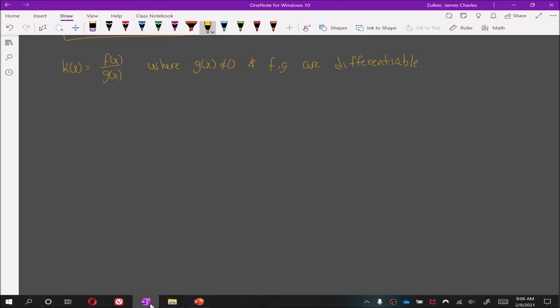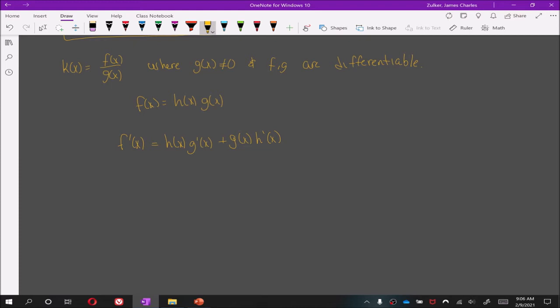Now, if we write it this way, what we can do is we can say f of x would equal h of x times g of x. Now we can use the product rule to evaluate this. So we're not going to plug this in to the limit definition. F prime of x would equal h of x times g prime of x plus g of x times h prime of x.